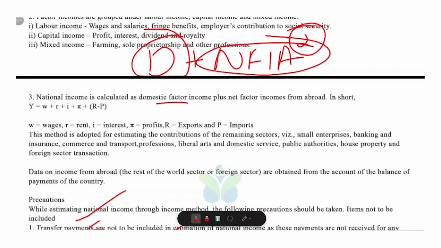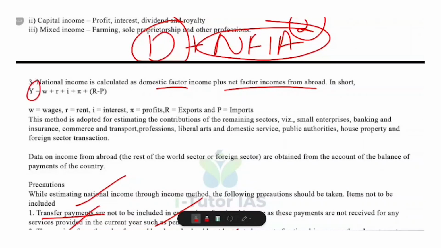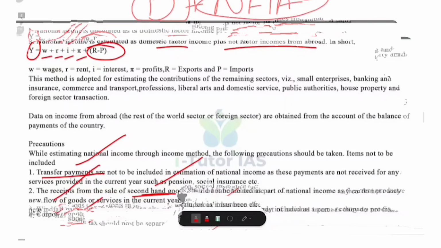National income is calculated as domestic factor income plus net factor income from abroad. In short, we can say it as Y or national income is equal to W plus R plus I plus pi plus R minus P. That means wage plus rent plus investment plus net export plus net factor income from abroad.